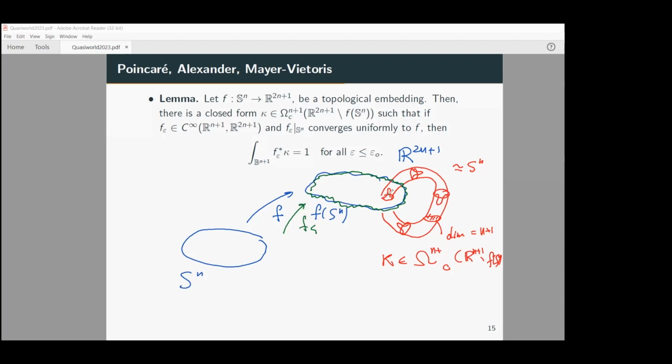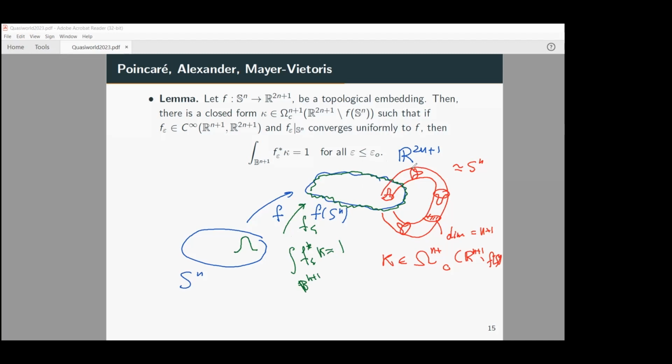The pullback of this form, if everything looks nice, will look like this. It will be just one bump. So the integral of the pullback on the ball will be 1. So that's the idea, but this idea doesn't work, because in general you cannot link the embedded sphere with another sphere.